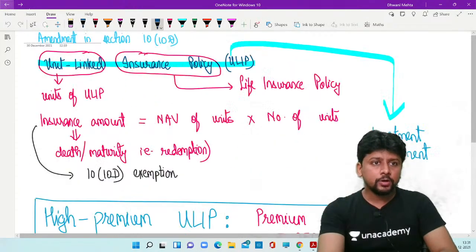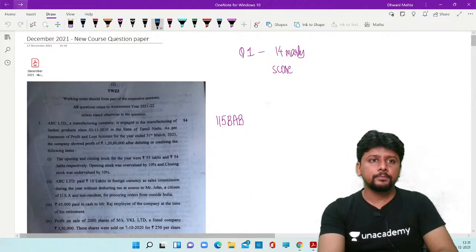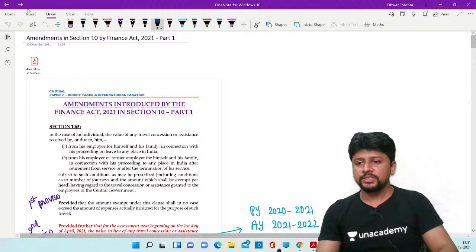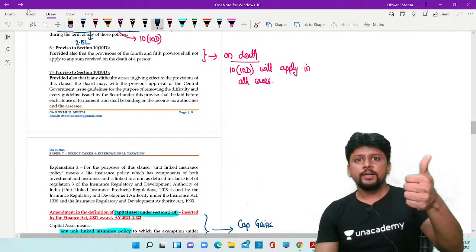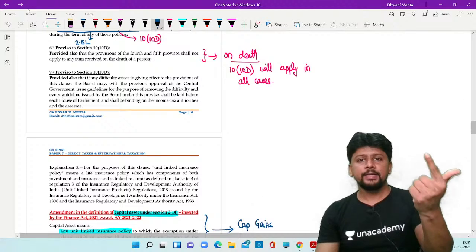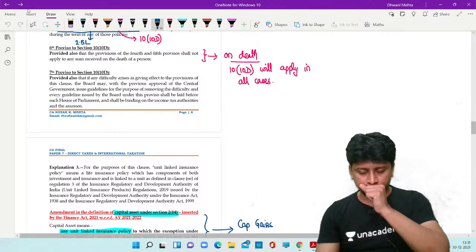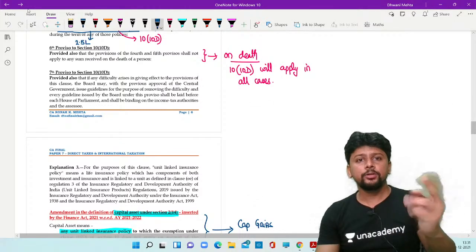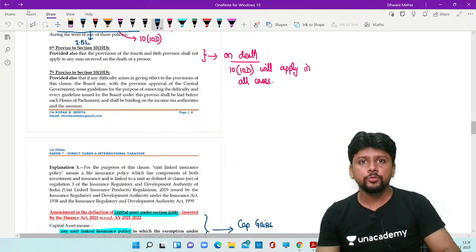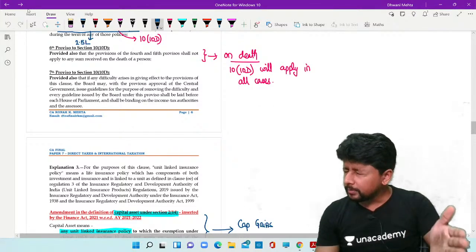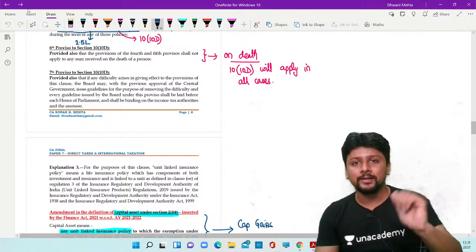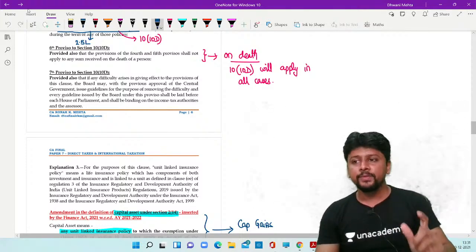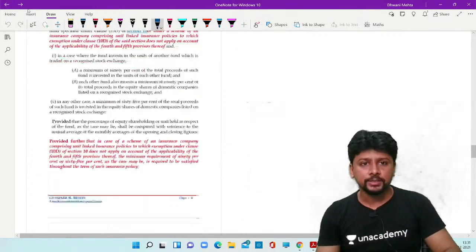So this is the set of amendments that I am discussing in this lecture. 10(5) leave travel concession, 10(11), 10(12), which is Provident Fund, Public Provident Fund, Statutory Provident Fund, Recognized Provident Fund, the interest component, and 10(10D), the ULIP discussion.